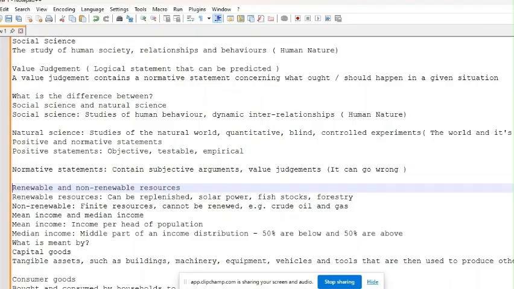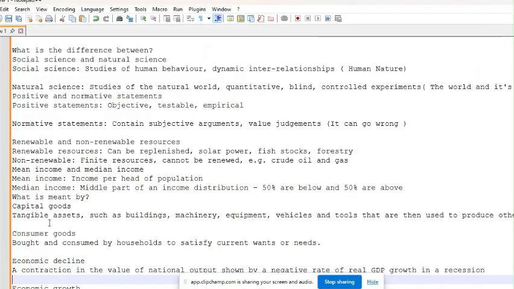So, what's the difference between renewable and non-renewable resources? Renewable resources can be replenished or reused. Non-renewable resources cannot be used after they're utilized.